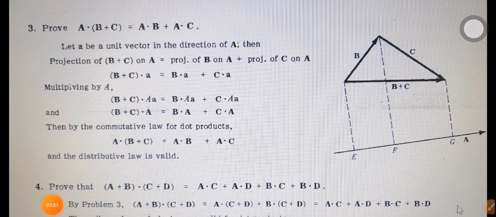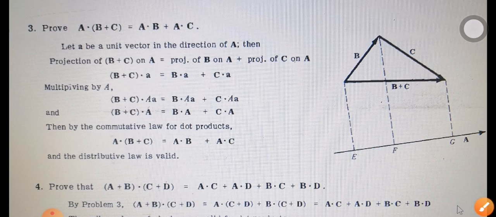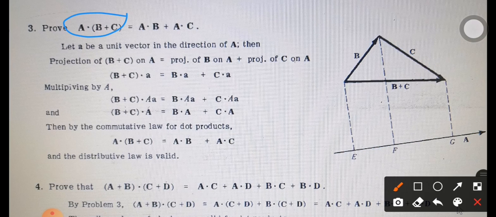So now we are going to prove the distributive law for the dot product. Let's suppose this is the vector b and this is the vector c, and if I add the two vectors head to tail, this is going to be the vector b plus c, and let's suppose this is my vector a. As far as a dot b plus c is concerned, it means we want to talk about the projection of b plus c on a. So here is the projection of b plus c on a. This is the vector b, so this is the projection of b, and this is the projection of c on a. So clearly the projection of b plus c is equal to the projection of b on a plus the projection of c on a.